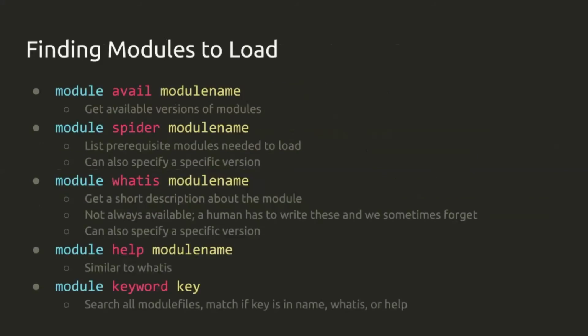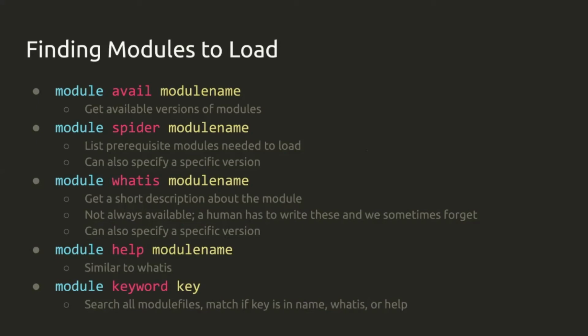So now let's talk about how to use the module system on the supercomputer. The first thing you might be interested in is how to find modules to load. Here's a group of commands related to that idea. The thing that a lot of users will get the most mileage out of is module avail. If you do module avail Python, for instance, you'll get all of the different versions of Python available on the supercomputer. Some modules have some prerequisites that need to be loaded first.